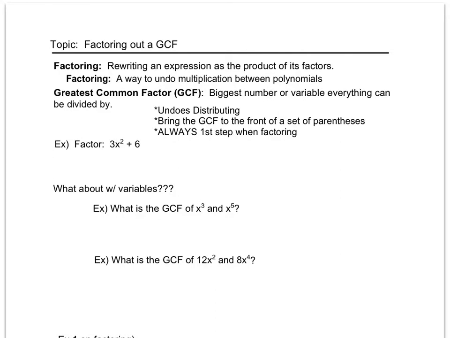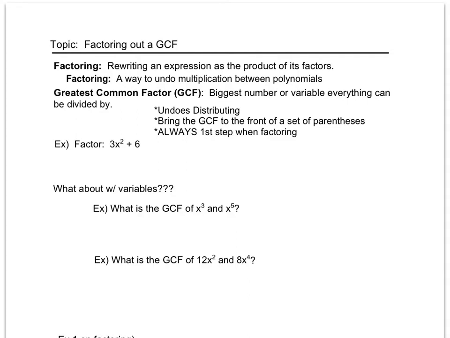So to start with, factoring out a GCF. When we factor, we're rewriting an expression as the product of its factors. So we're rewriting it as a multiplication problem is essentially what that's saying. Our greatest common factor, our GCF, is going to be the biggest number and or variable everything can be divided by. It will undo distributing. When we find the GCF, we are going to undistribute it by putting it in front of a set of parentheses and determine what should be in those parentheses so that if I were to distribute it back in, I would get my original answer. And as I've already said, it's always going to be our first step with factoring.